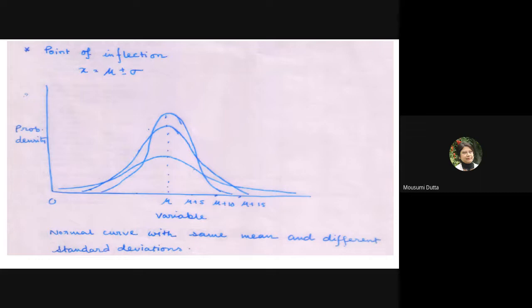So here the spread is varying and accordingly the sigma value is varying, okay? So points of inflection, though we have a constant mean mu, the point of inflection is changing depending on the value of sigma.